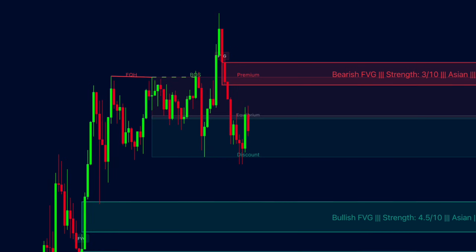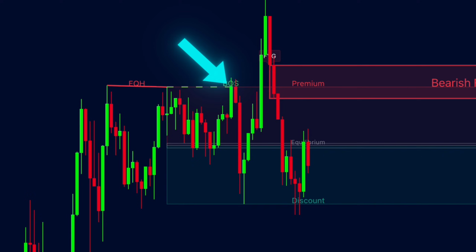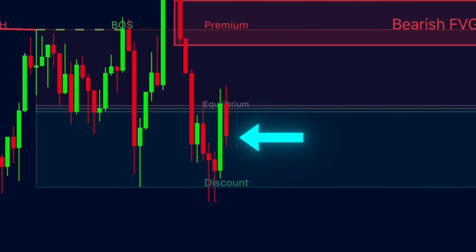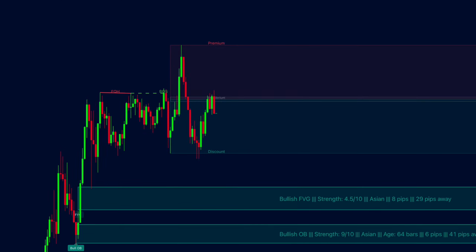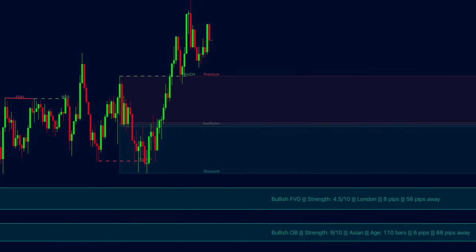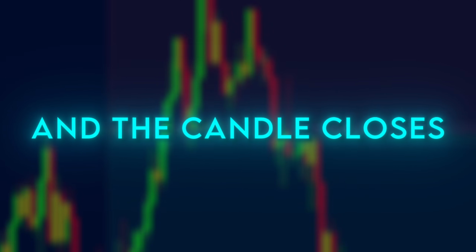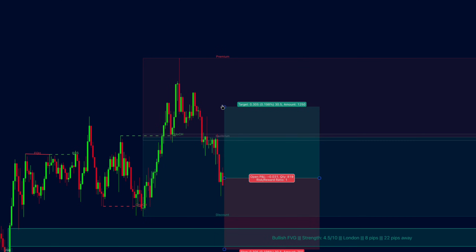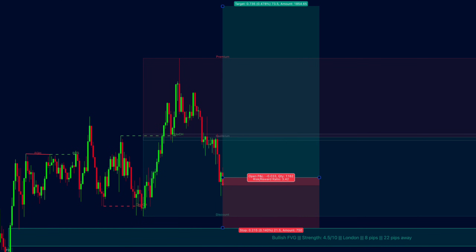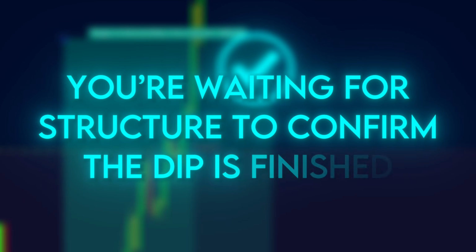Long setup. First, look at structure. You want the market printing higher highs and higher lows, with BOS to the upside. Next, check location. Price must be in the discount zone. If it's not, you wait. Now wait for price to pull back into a bullish order block or a fair value gap inside discount. When price taps the zone, don't enter yet. Drop to a lower time frame. You're looking for a CHOCH to the upside. When you see that CHOCH and the candle closes, that's your long entry. Your stop loss goes below the order block or gap. Your target is previous highs, liquidity above the range, or the next bearish order block. You're not buying dips. You're waiting for structure to confirm the dip is finished.